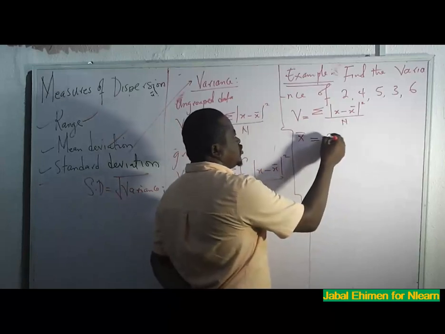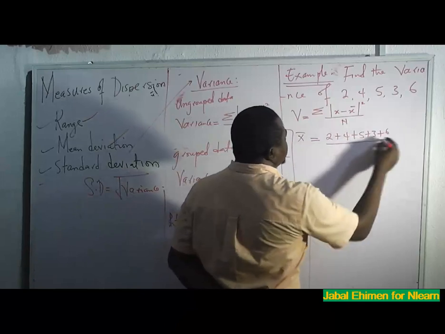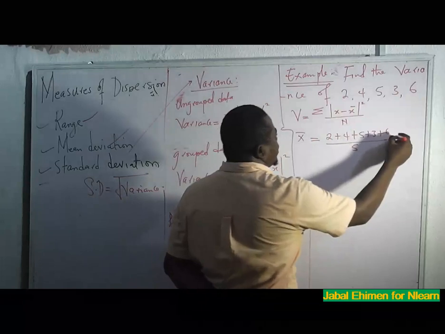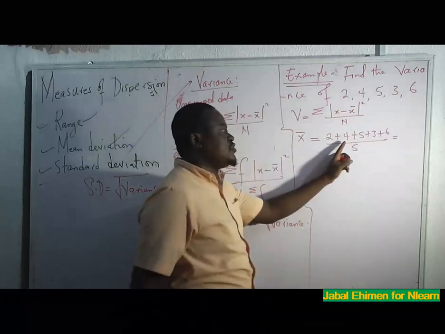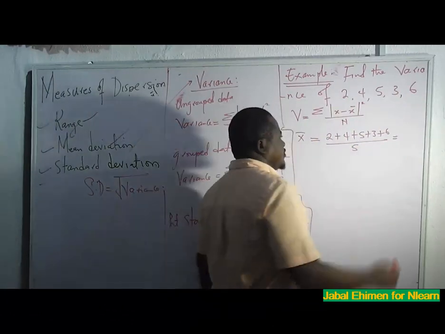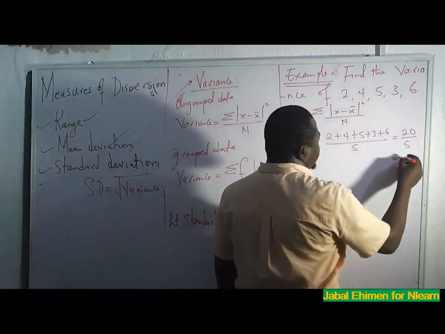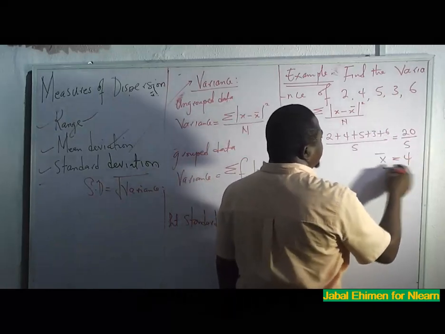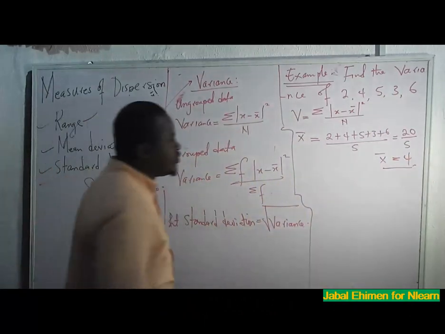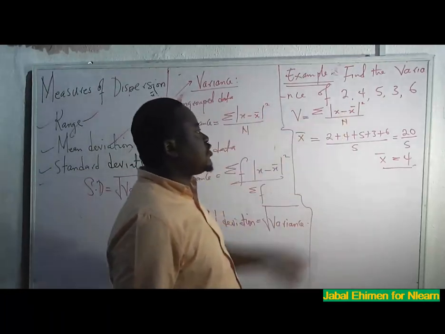For us to calculate the mean, you remember how to calculate the mean. You take the values 2 plus 4 plus 5 plus 3 plus 6 divided by 5. So 2 plus 4 is 6, plus 5 is 11, plus 3 is 14, plus 6 will be 20, divided by 5. Automatically, that will be 4. Now, the mean is 4. So how do you get the variance now? The variance becomes easy. All you need to do is to reckon with your x bar.